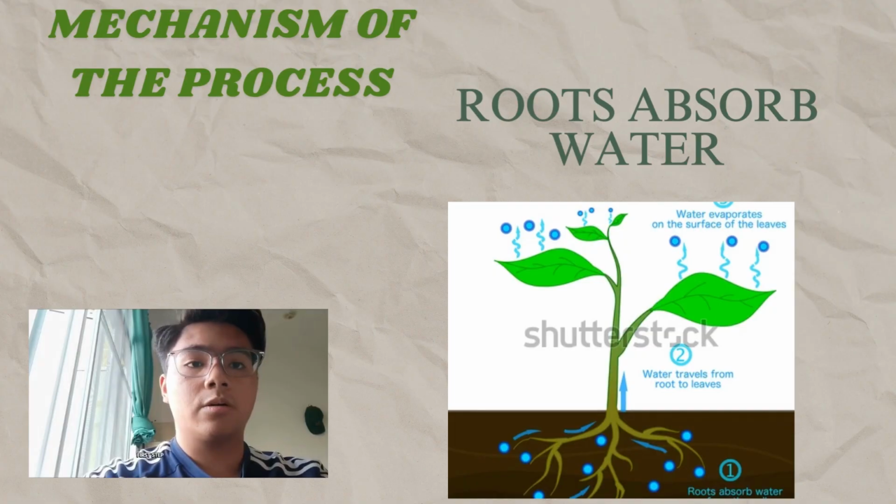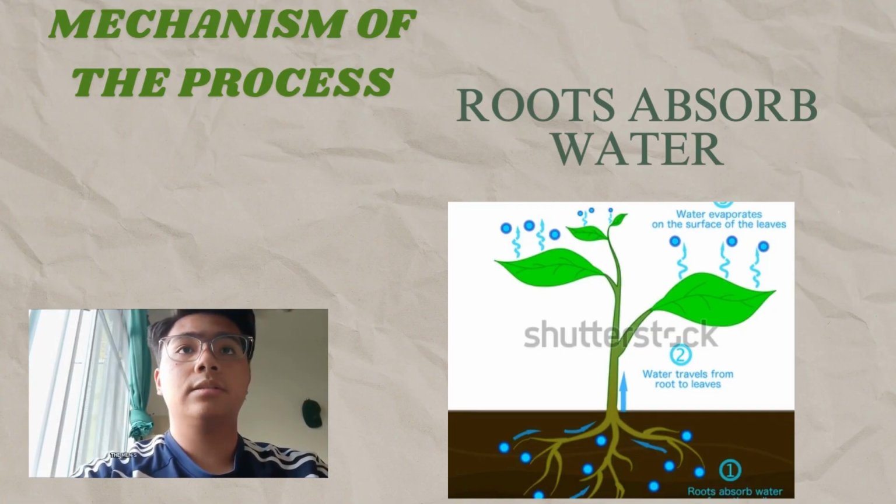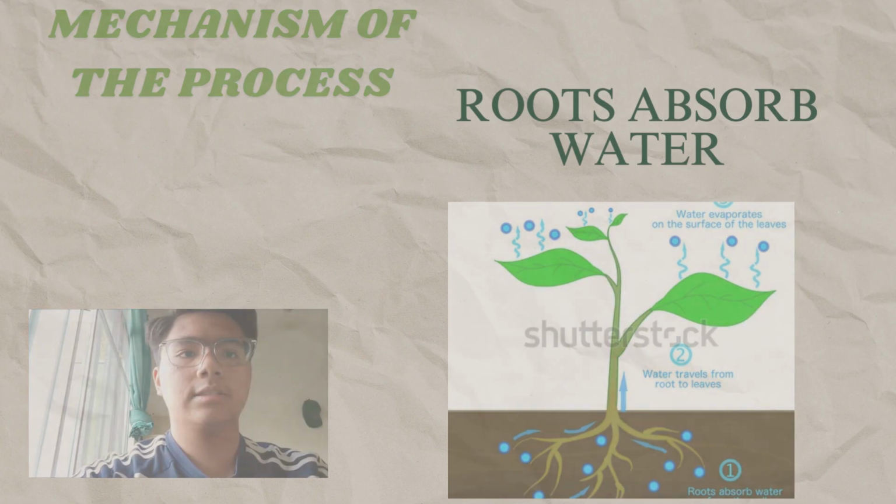First step, roots absorb water. The main root and lateral roots absorb water together with minerals from the soil and transport them to the leaf through the xylem tissue for use in photosynthesis.